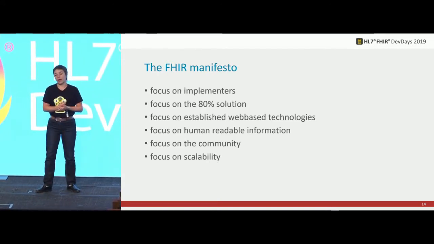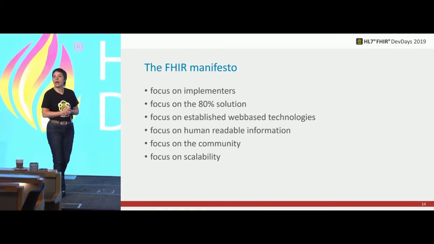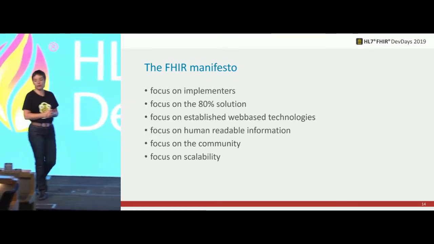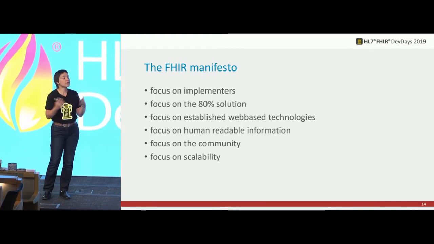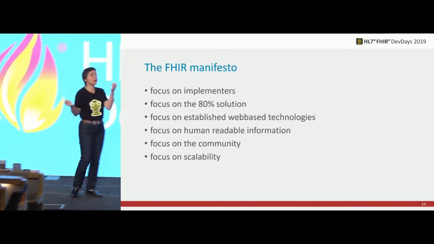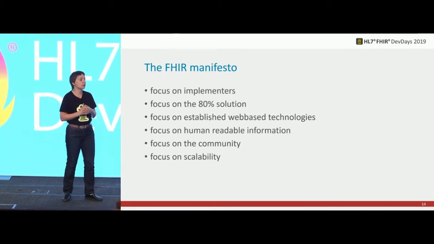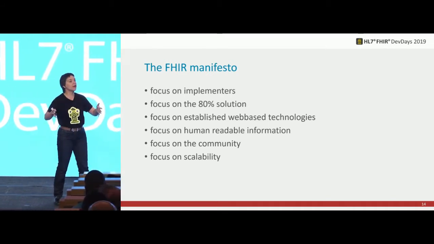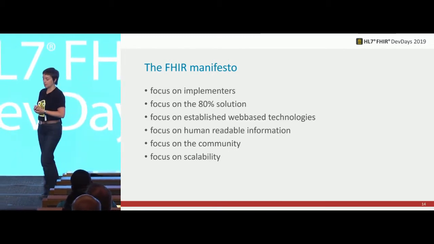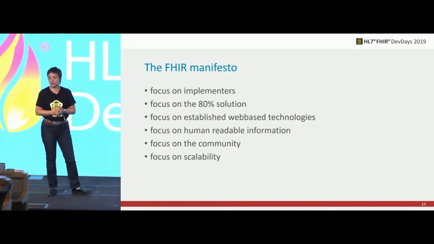We will also try to model the information that we transport as human-readable as possible, both for the end user, but also for the implementer. If you have seen an instance of a version 3 document or CDA document and compare that to the instance of a FHIR resource, you will find that just by looking at the code, at the XML structure, FHIR is way more readable than version 3 ever was.